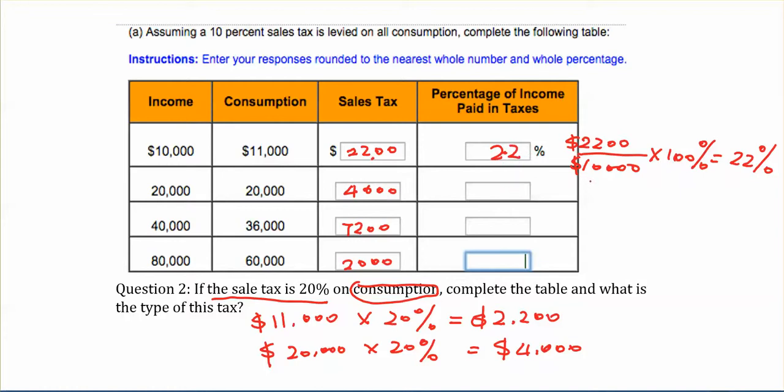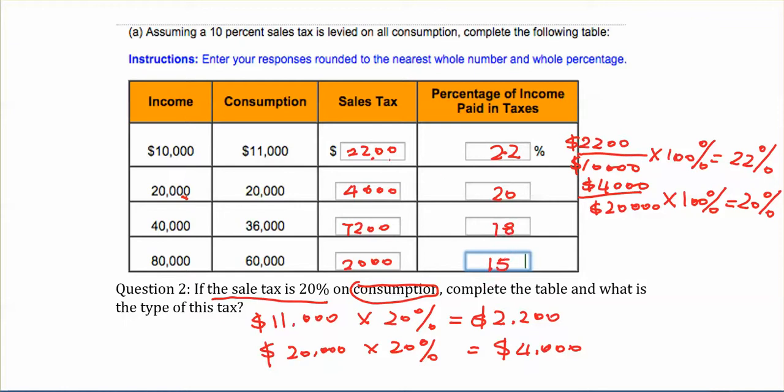Then it is very easy to figure out the next cell. You use $4,000 divided by the income, which here is 20,000. So divided by $20,000 times 100%, and you will get 20%. Now you can use the same method to calculate the rest of the two. So I listed the answer. Here is 20%, here is 18%, and here is 15%.